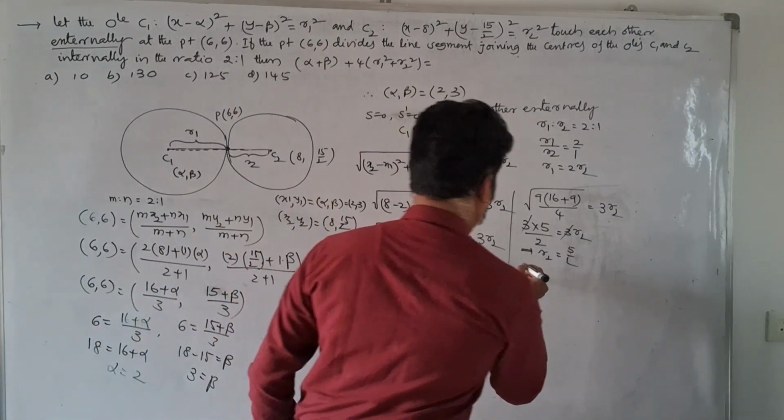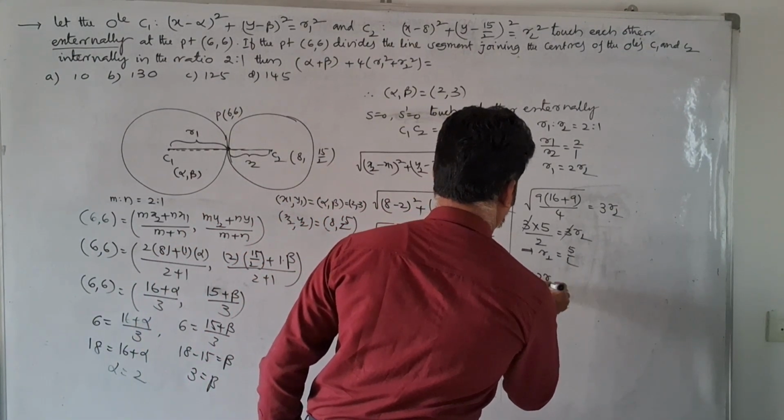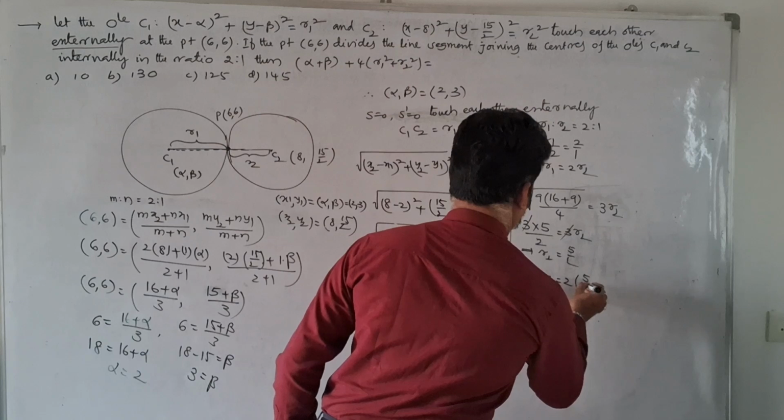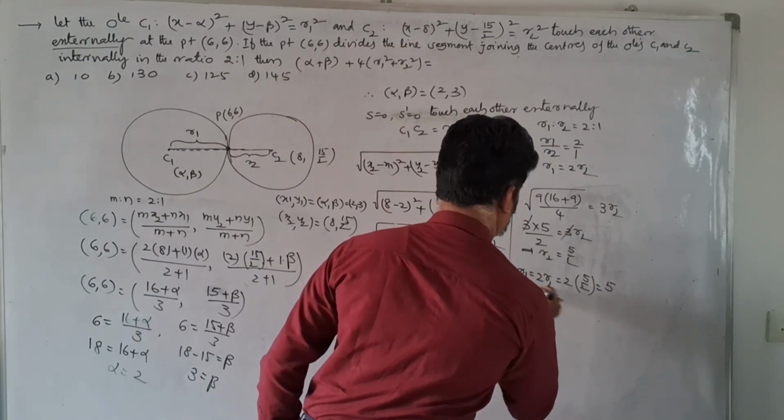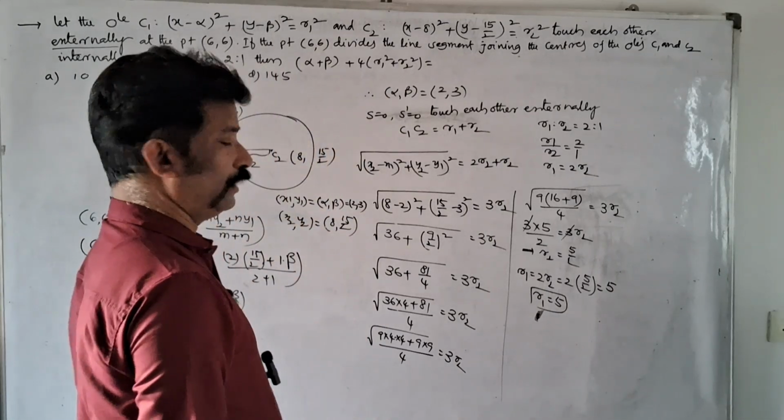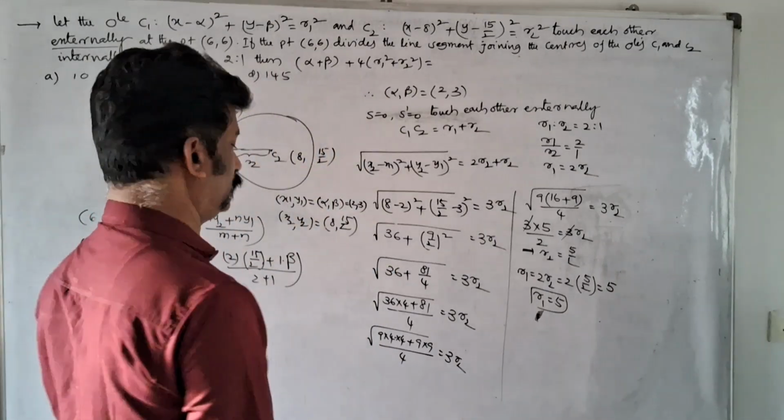Now R1 is equal to how much? R1 is equal to 2 into R2, 2 into 5 by 2. This value is equal to 5. R1 is equal to 5. Right? R2 ready and R1 ready.